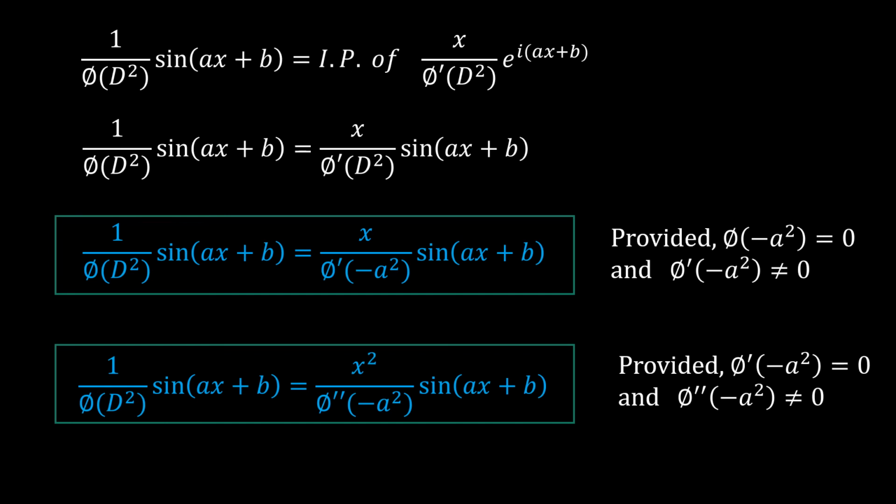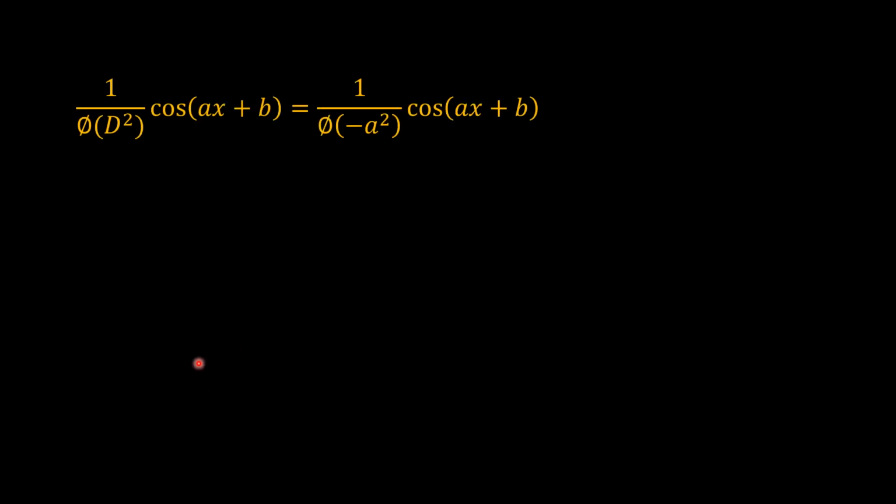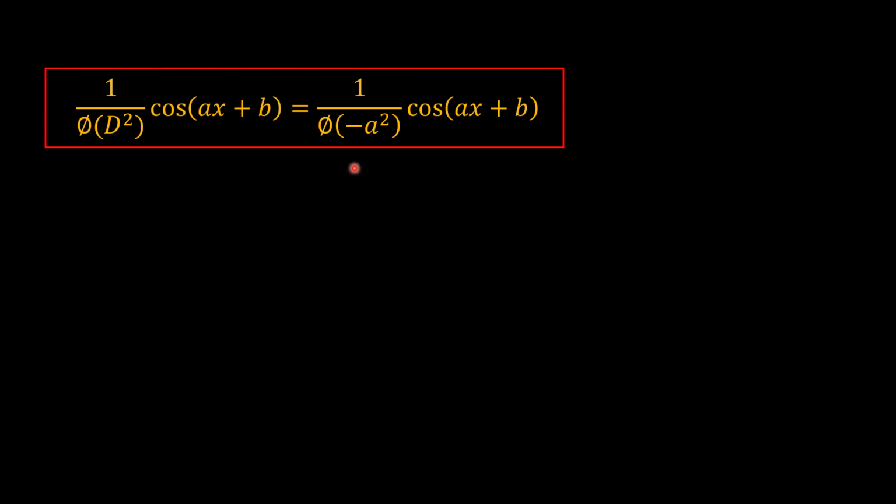In the same way, we can write down formulae for the cosine function and the hyperbolic functions. So we will just list these formulas. See, 1 upon phi of d square cos of ax plus b is equal to 1 upon phi of minus a square cos of ax plus b. That is, again replace d square by minus a square in case of the trigonometric cosine function, provided the condition is that this denominator phi of minus a square should be non-zero.